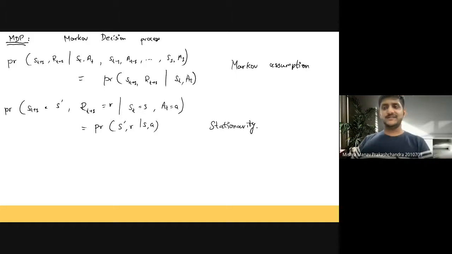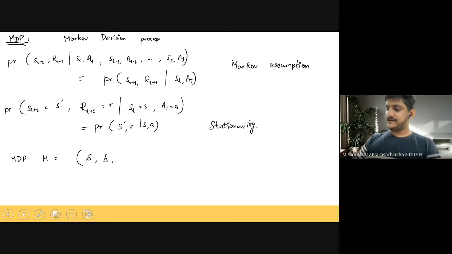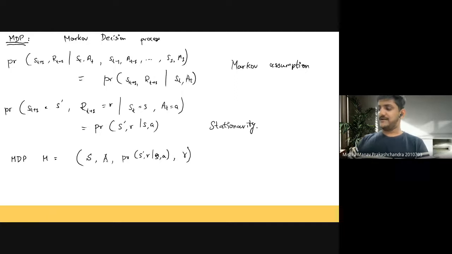So finally, to end this lecture, I'll just write, define the MDP tuple. So an MDP is basically a tuple in reinforcement learning, which contains a set of all the states, set of all the actions, then the transition probability given the state and action, and the discount parameter gamma. Okay, so this is the MDP tuple.